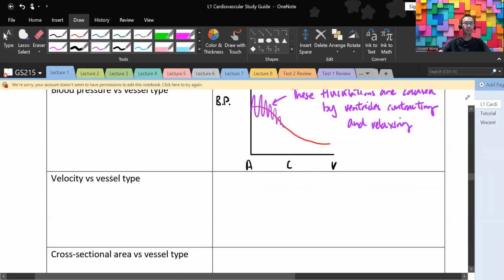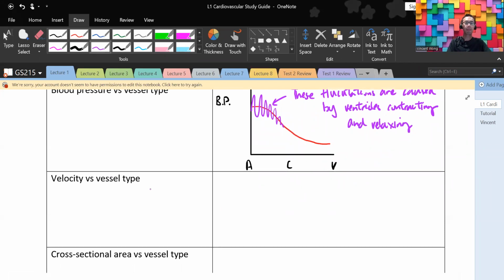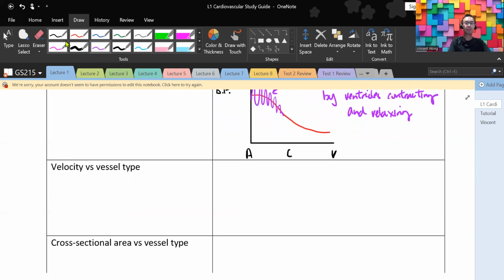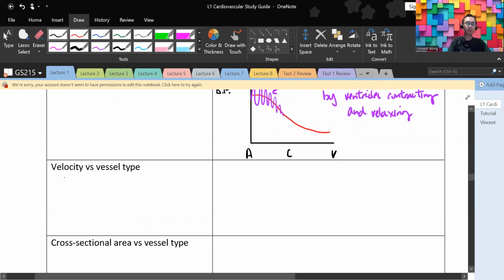Next, velocity versus vessel type. The speed, the velocity of blood flow depends on two factors. What are the two factors that it depends on? Does anybody remember? Blood pressure. Blood pressure, yeah. Anyone else for the second one? What else does it depend on besides blood pressure? Diameter. That's right, diameter. Thank you.